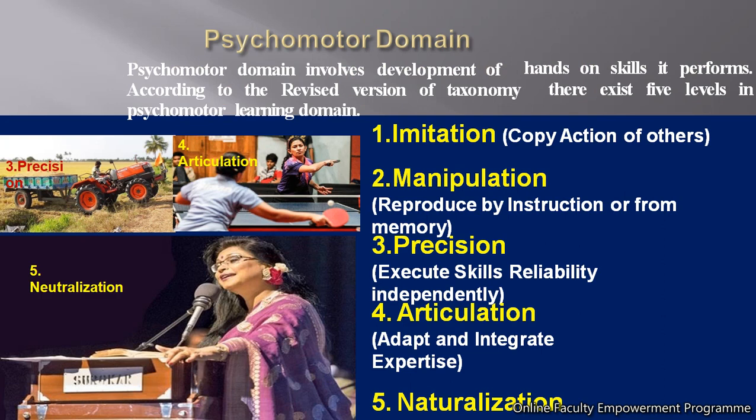Now the psychomotor domain. This revised version of the taxonomy also influences the psychomotor behavior of a person. Here five categories are most popular. Imitation: a person will copy the action of others. Generally we believe imitation is the first step for cultivation. Manipulation, that is the second step: you will reproduce by instruction or from memory.